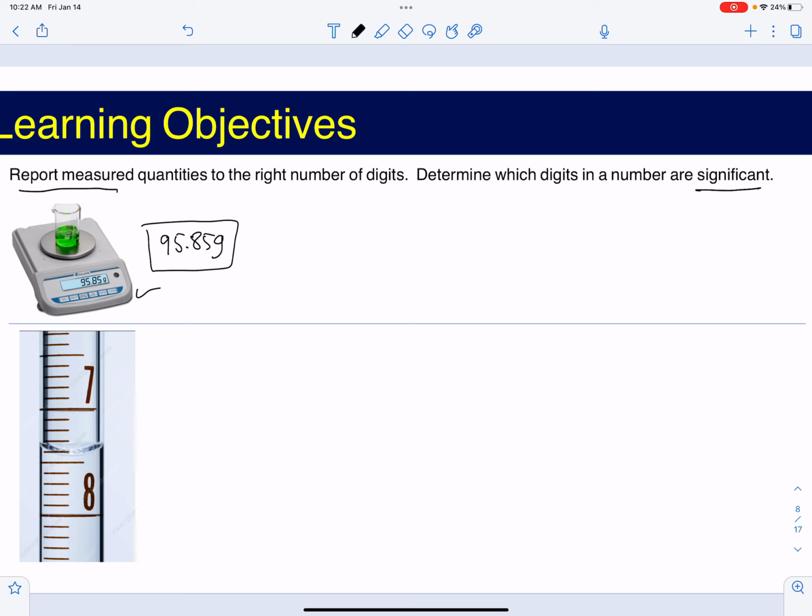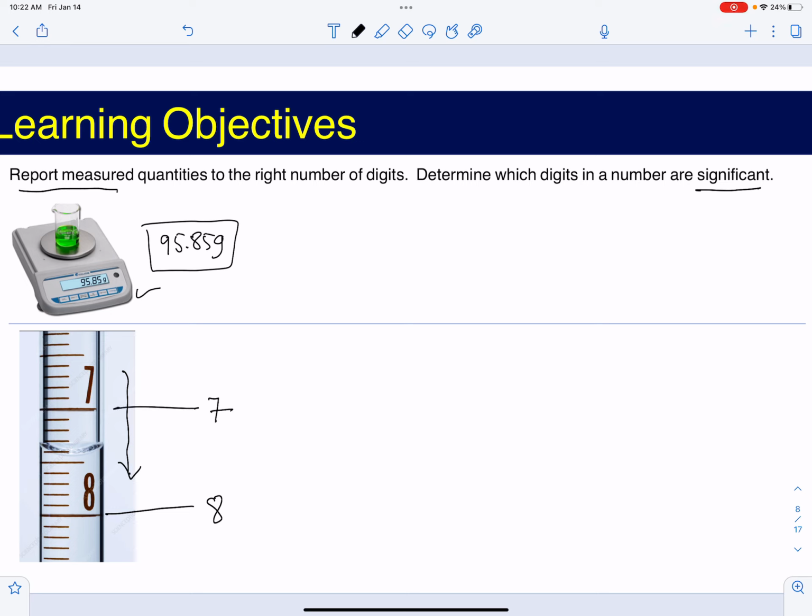What about this one with volume? Notice that this one is increasing as we go down. So on this one, we're going to have to look at the scale. So this is going to be 8. This is going to be 7.